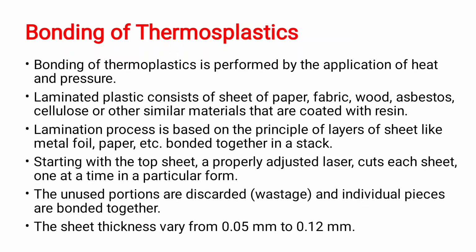Bonding of thermoplastics. The bonding of thermoplastics is performed by the application of heat and pressure. A laminated plastic consists of sheets of paper, fabric, wood, cellulose, or other similar material that are coated with resin. The lamination process is based on the principle of layering sheet-like materials such as metals, foil, paper, etc., starting with the top sheet and properly adjusting the layers, each sheet one at a time, in a particular form. The sheet thickness varies from 0.05 mm to 0.12 mm.